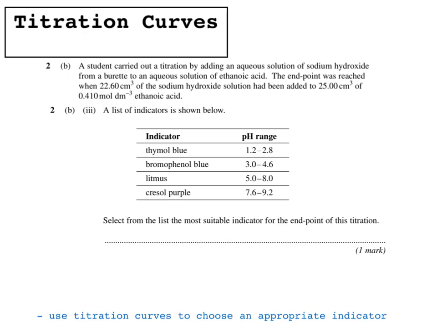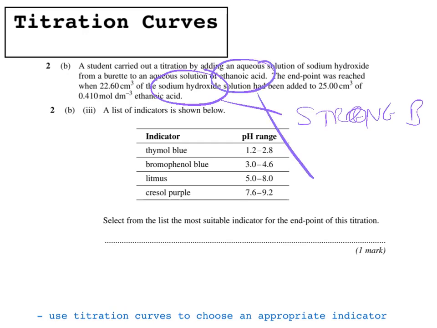The reason I'm showing you this slide, I'm going to go on to a new slide with just this table on, but you've got to pick out what the acid and alkali are. So the alkali is sodium hydroxide, and the acid was ethanoic acid. So that's going to be sodium hydroxide, which is a strong base, and ethanoic acid, which is a weak acid. So you've got to think, what does the curve look like for those two things added together?